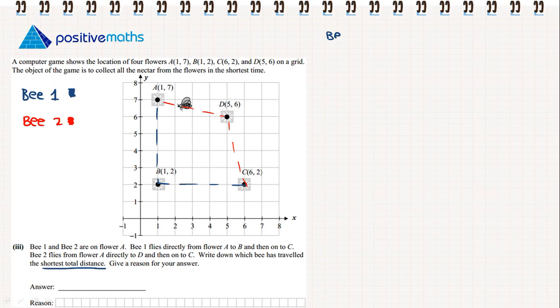So we need to find which bee has travelled the shortest distance. The first distance that we're going to calculate is the distance travelled by B1. If it travels from A to B, it has travelled 1, 2, 3, 4, 5 units from A to B, and then 1, 2, 3, 4, 5 units from B to C. So we know first of all that the distance AB is equal to 5. The distance BC is equal to 5. So the total distance is equal to 10.